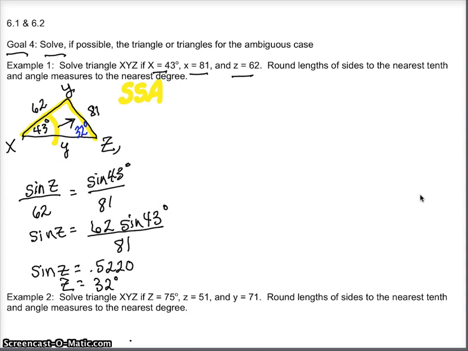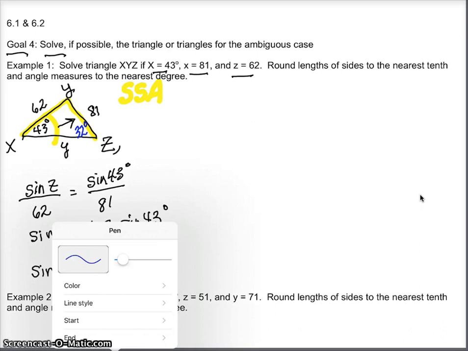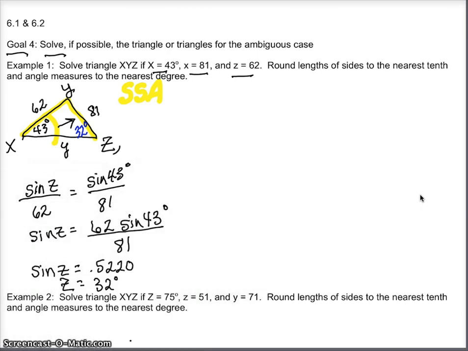And now that I know two angles of my triangle, I can go ahead and find the missing angle by finding the sum of 43 and 32 and subtracting that from 180 degrees. So take a moment, pause the screencast, and find the measure of angle Y. And I'm finding that angle Y is 105 degrees.